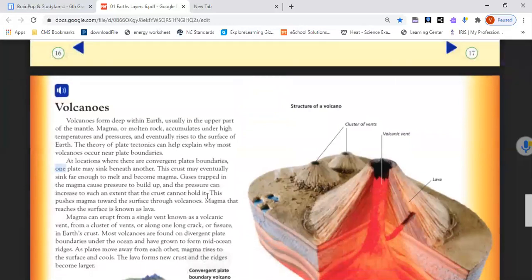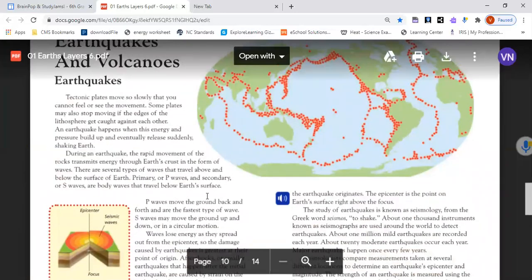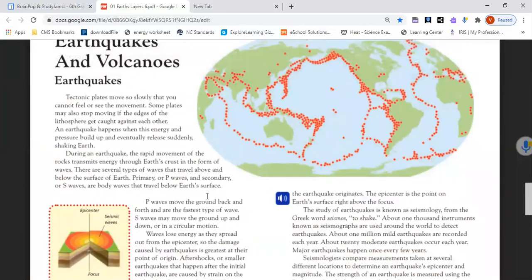Again, we need to remember the P wave and S wave. How does a P wave work? How does the S wave work? The P wave goes back and forth and is the fastest wave. The S wave goes up and down or in a circular motion.